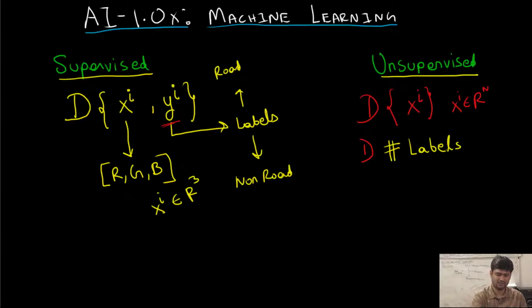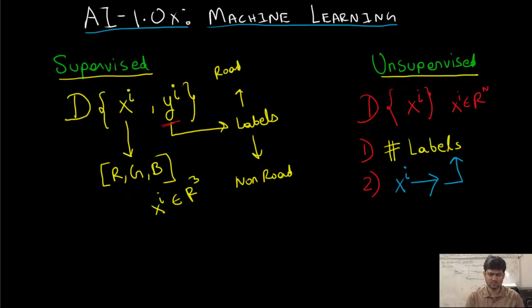And second, for each of the input feature vectors, the xi's, the machine should be able to assign the labels. It should map each of those xi's to the labels that the learning algorithm has identified. So this is how supervised machine learning differs from unsupervised machine learning.